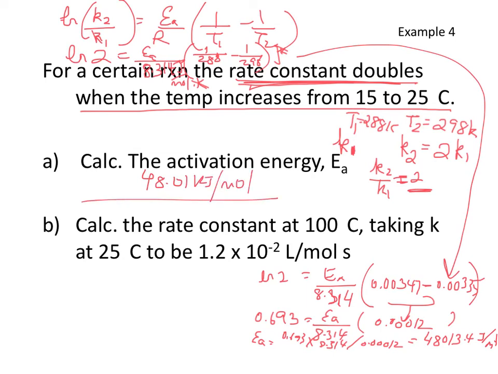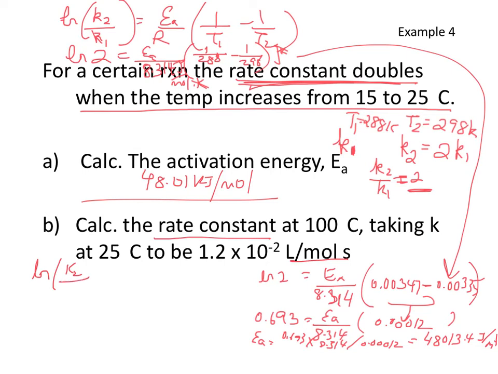The next part is calculate the rate constant at 100 degrees Celsius, taking K at 25 to be 1.2 times 10 to the negative 2 liter per mole per second. Realize the units of K will be exactly the same. So we are going to just punch in the same Arrhenius two-point equation. K2, the rate constant, is what I'm seeking.